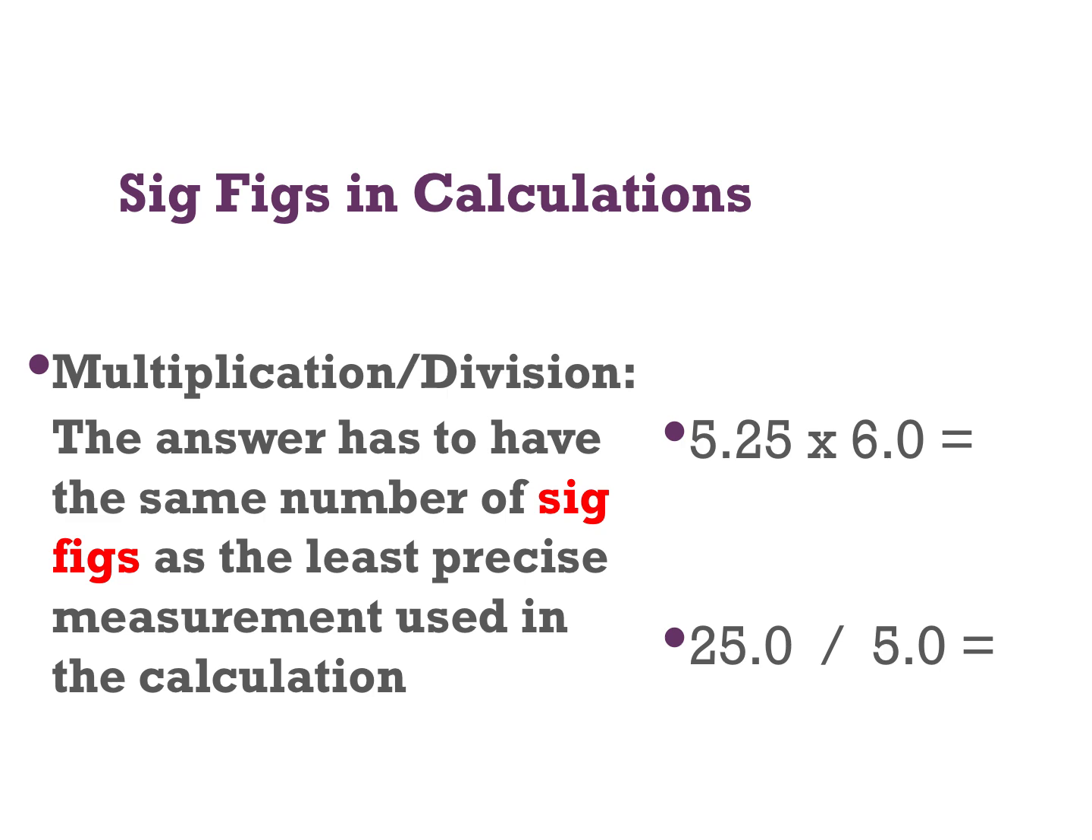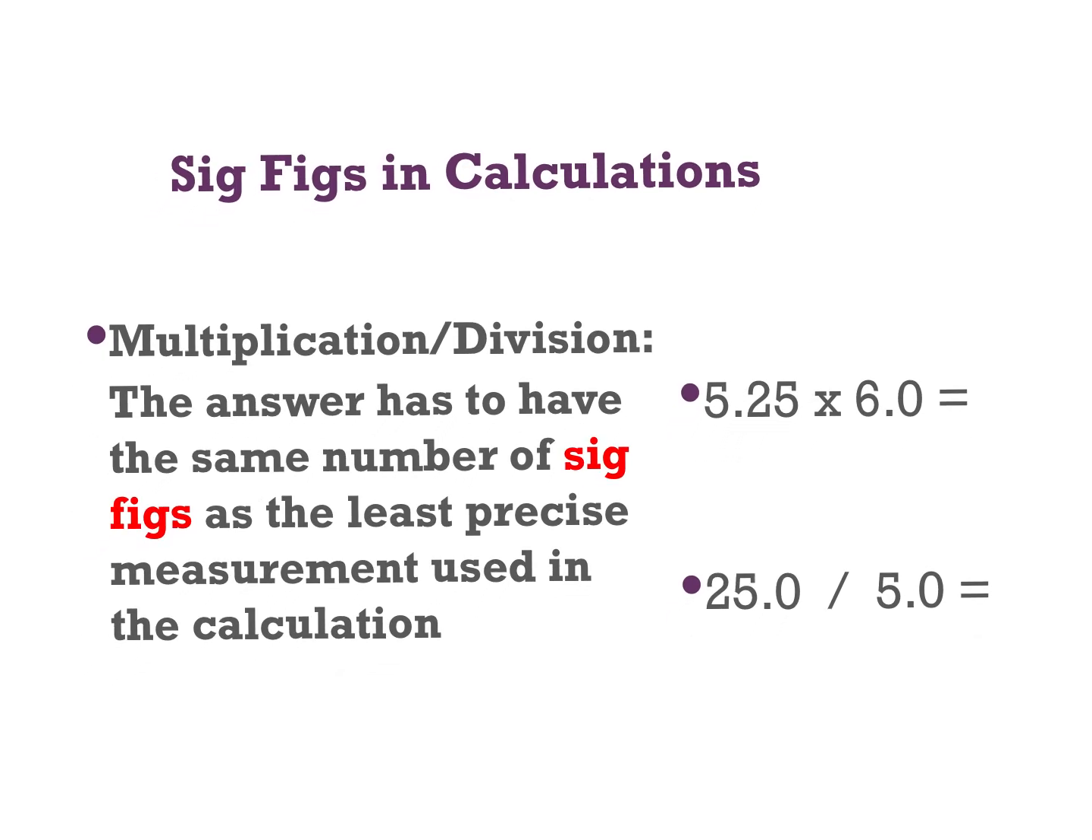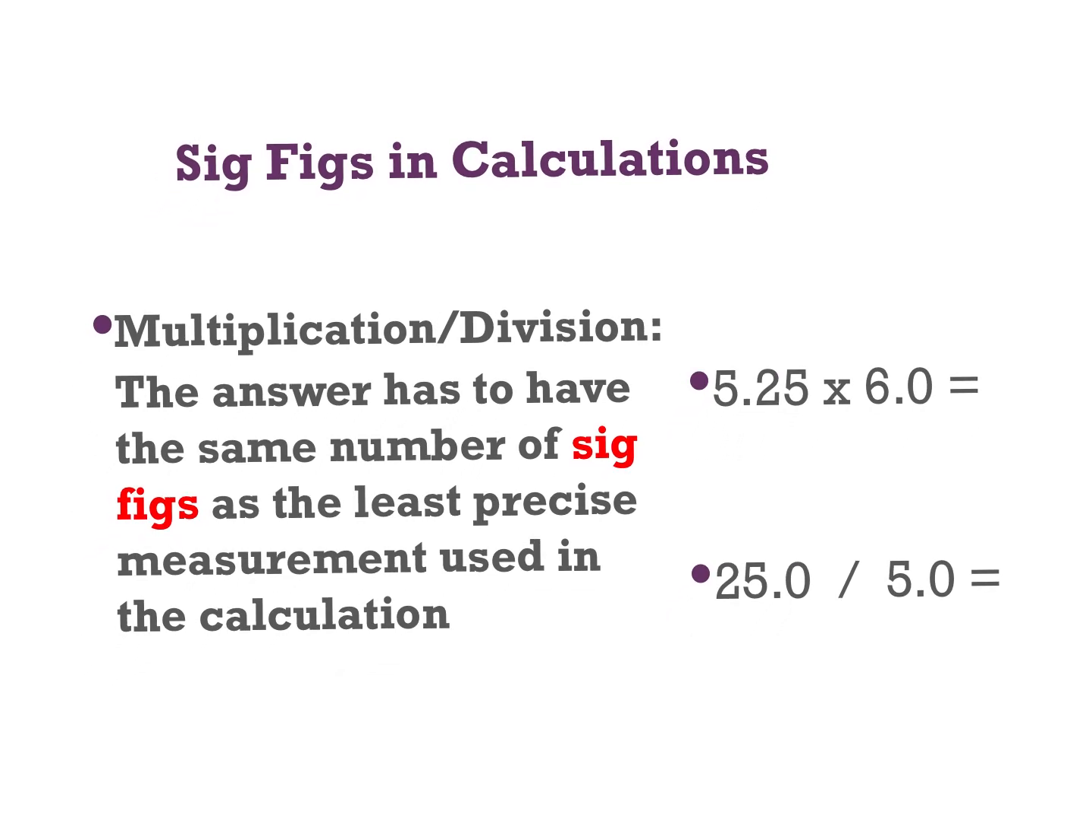Okay, so now we're going to switch gears to multiplication and division. This time, when you multiply or divide, your answer has to have the same number of sig figs as the least precise measurement in the calculation. So it's still, you're only as good as your weakest link, but instead of counting decimal places, we're counting sig figs. Okay. All right, so we're going to follow the same technique. So 5.25 times 6.0.